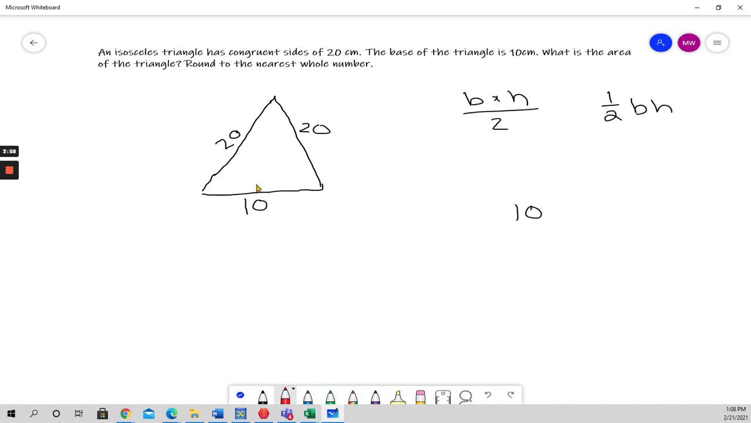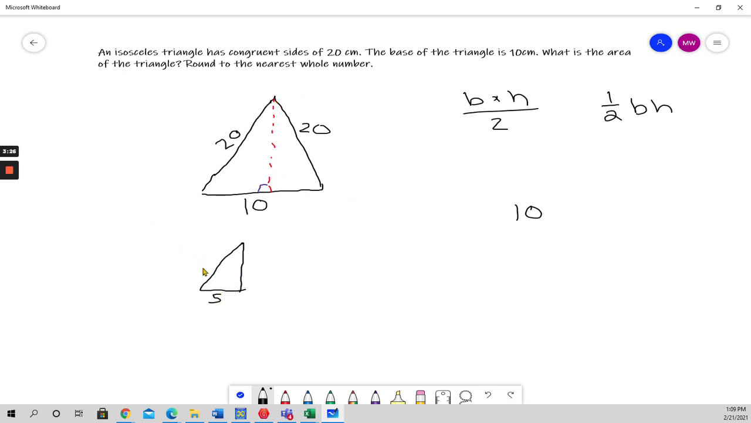Well, I want you to imagine this. This is your height. Your height is this. Well, what angle do you think that creates? This is a 90-degree angle, which means I can say that this is a right triangle. Now, this bottom side will no longer be 10, it will be 5, because this will cut this right in half. So this will be 5 and this will be 5.